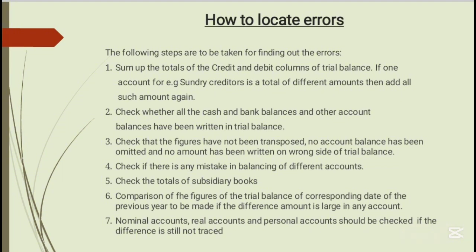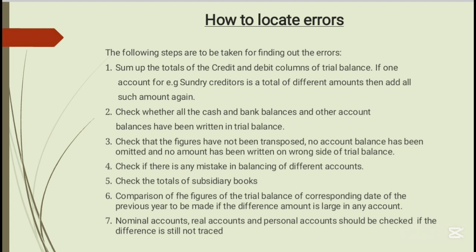How to locate errors. The following steps are to be taken for finding out the errors. 1. Sum up the totals of the credit and debit columns of the trial balance. 2. If an account, e.g. sundry creditors, is a total of different amounts, then add all such amounts again. Check whether all the cash and bank balances and other account balances have been written in the trial balance. 3. Check that the figures have not been transposed, no account balance has been omitted, and no amount has been written on the wrong side of the trial balance.